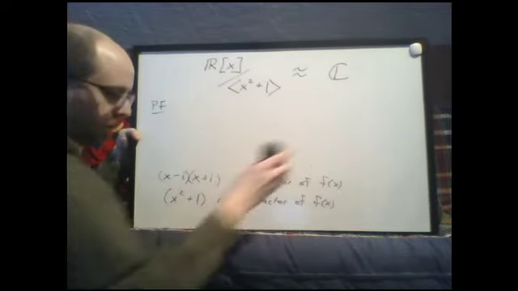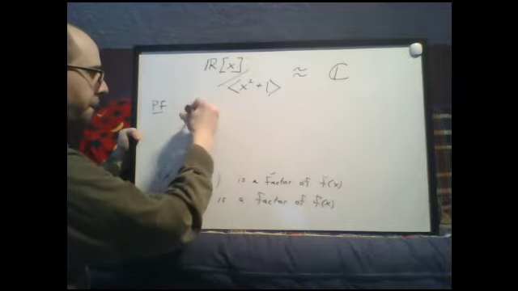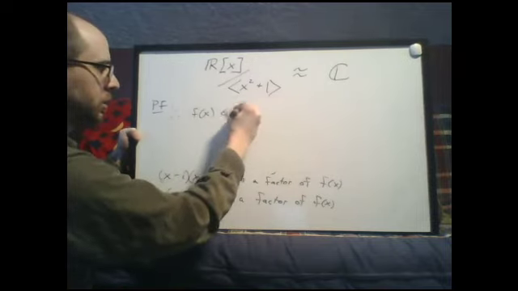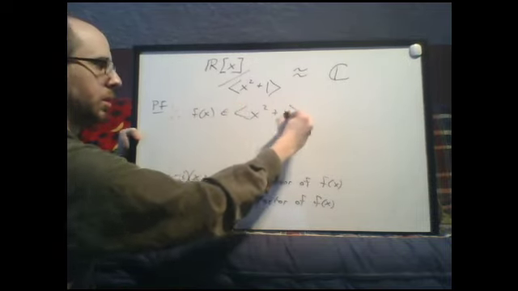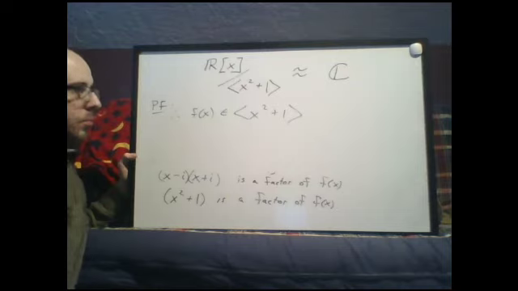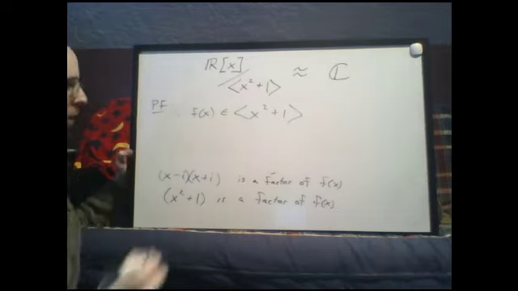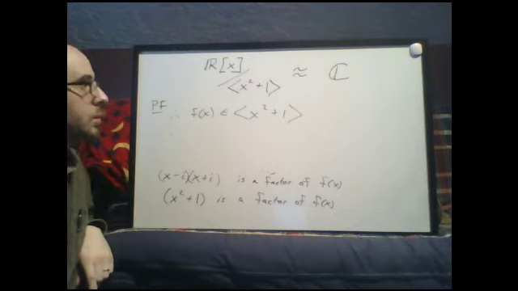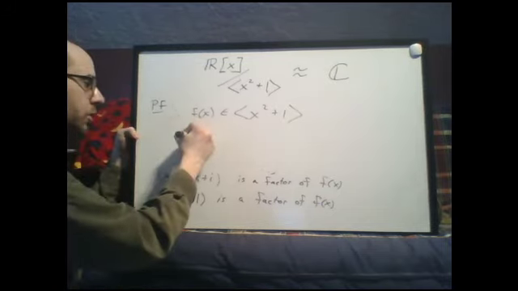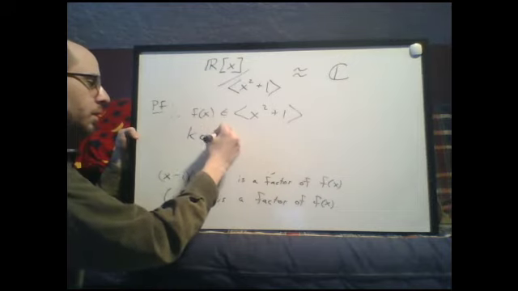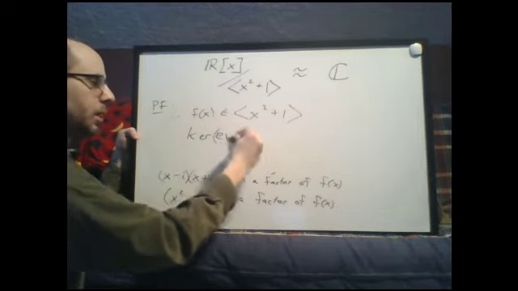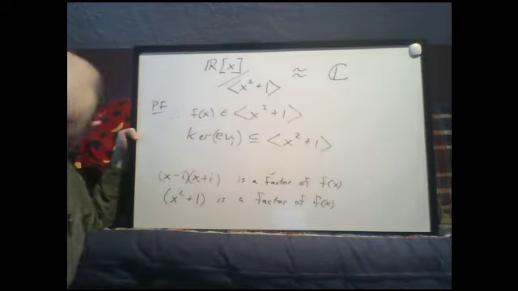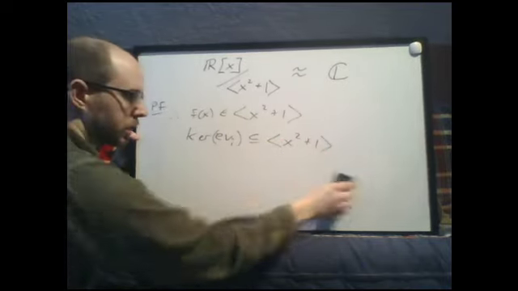Therefore f of x belongs to this ideal generated by x squared plus 1. So if I follow my logic here, that tells us the kernel of ev sub I is contained in this ideal. So we have one direction.